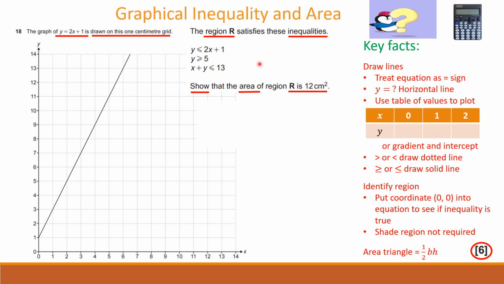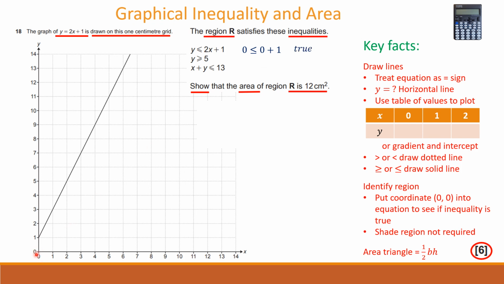So to start with, we're going to look at this top equation here, y equals 2x plus 1. Now we're going to look at putting in the coordinate 0, 0. So this is my coordinate here, the origin, 0, 0. Now y is equal to 0, so I put y as 0. x is equal to 0, so 2 times 0 is 0. So I've got 0 is less than or equal to 0 plus 1. Is 0 less than 1? Of course it is. This is true.